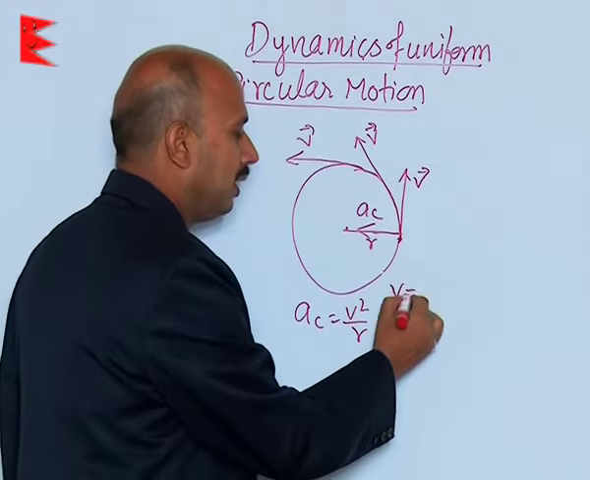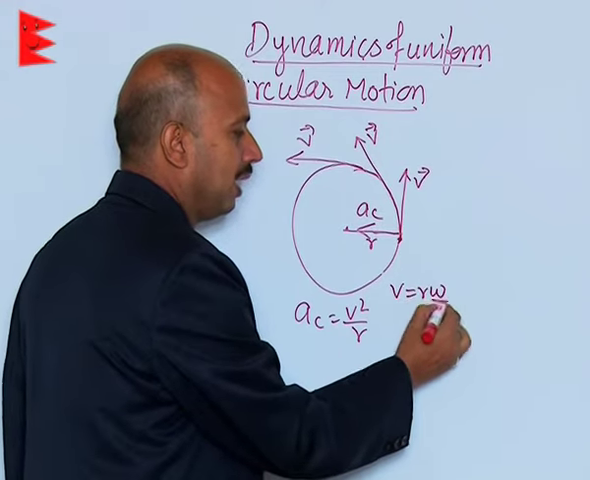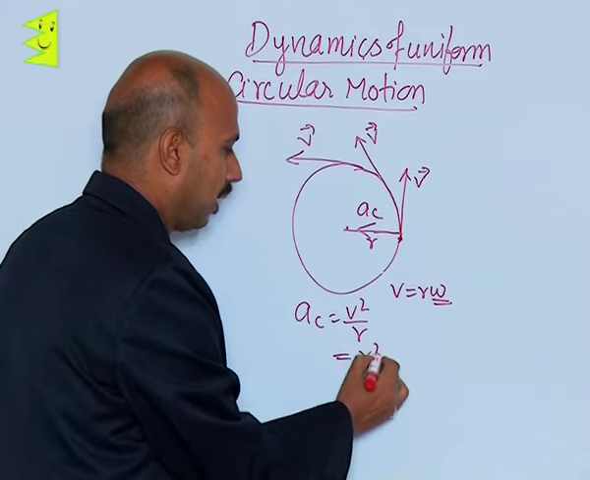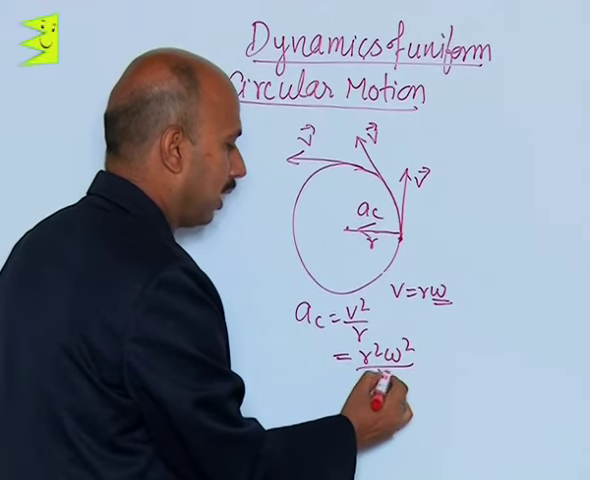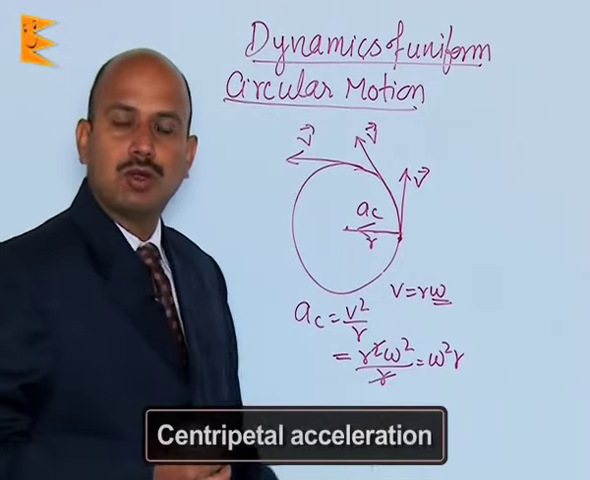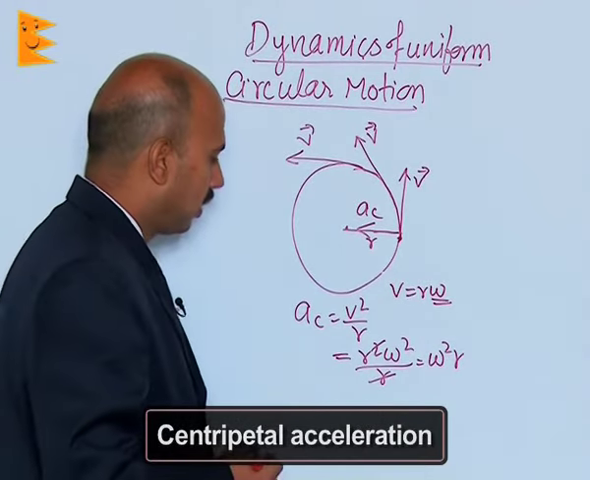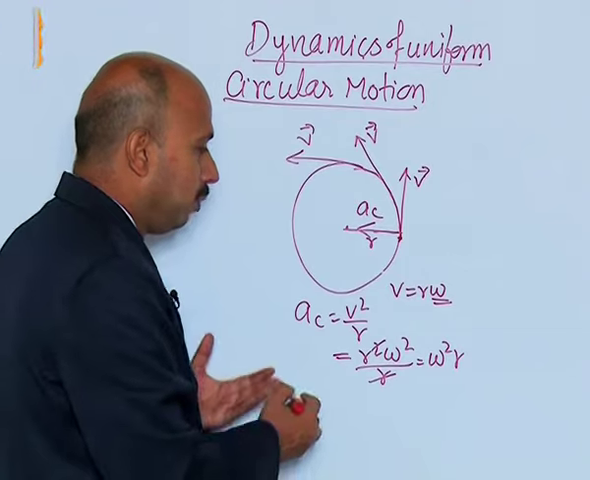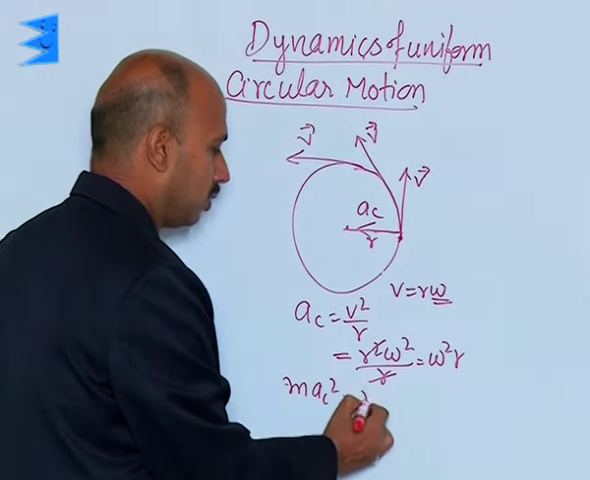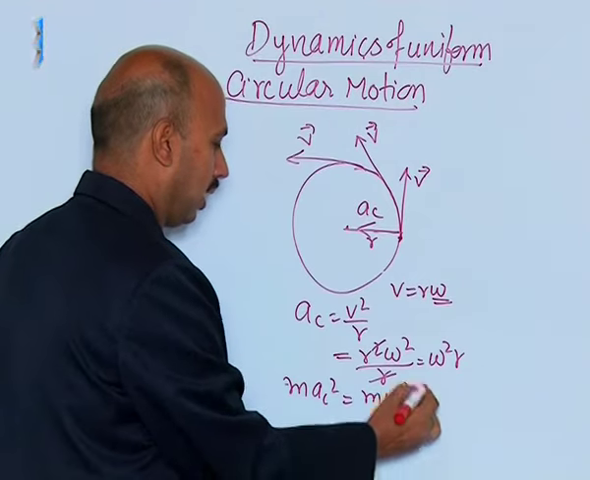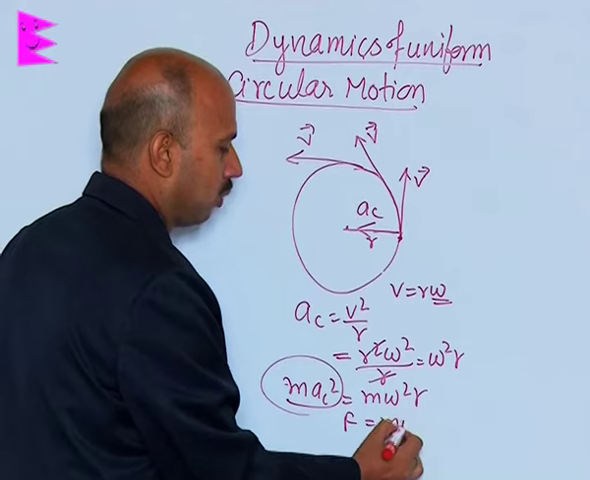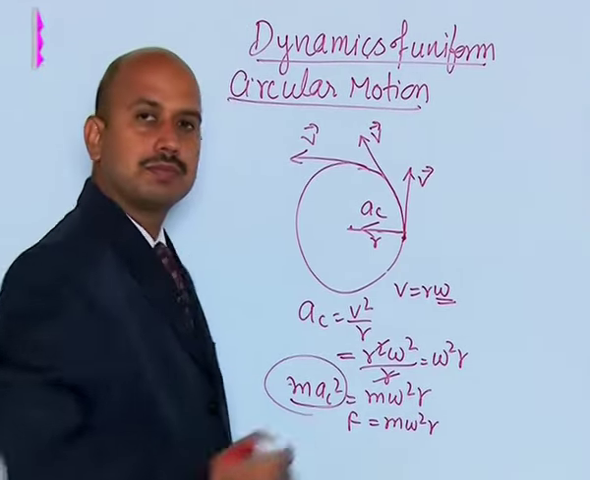v is equal to r omega, where omega is the angular velocity and r is the radius. So that will be r squared omega squared by r, and that is omega squared r. This is called centripetal acceleration. And if you multiply by mass, m a_c is equal to m omega squared r, and this is called force. So, F is equal to m omega squared r.